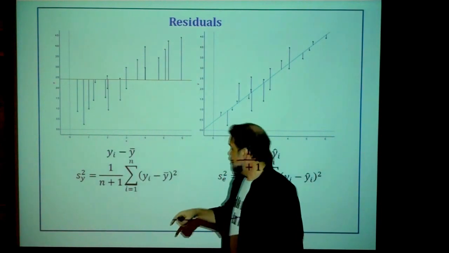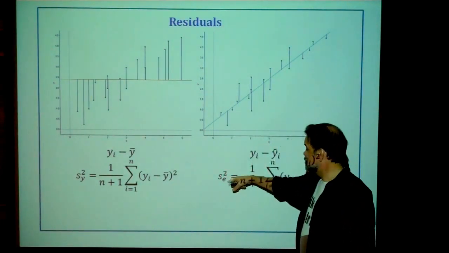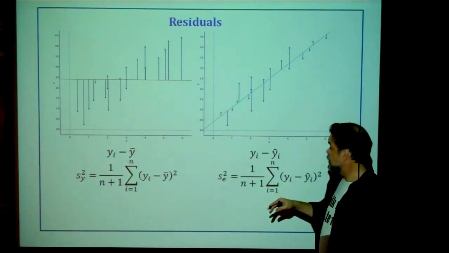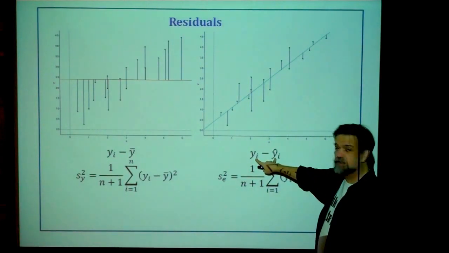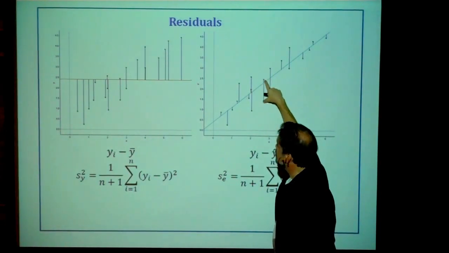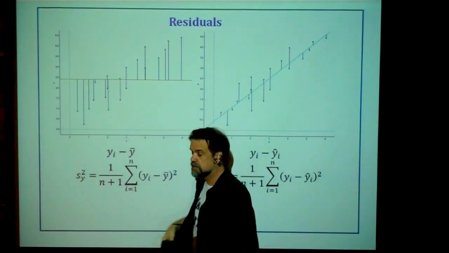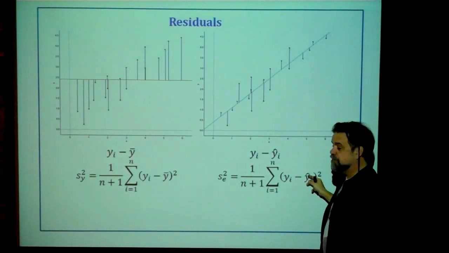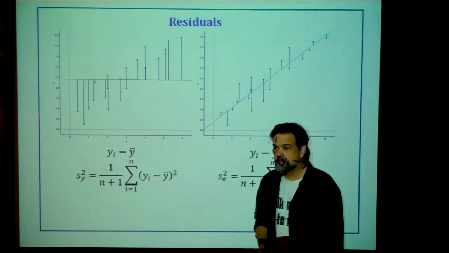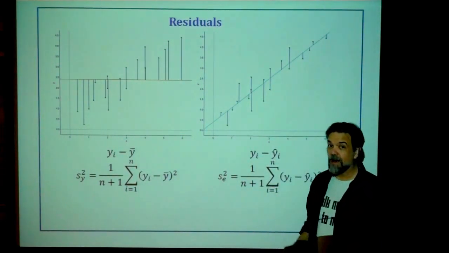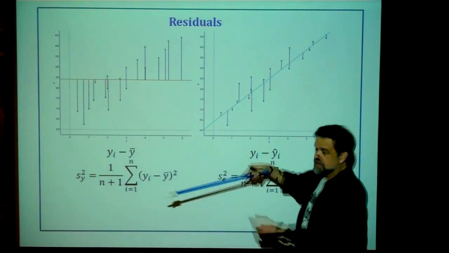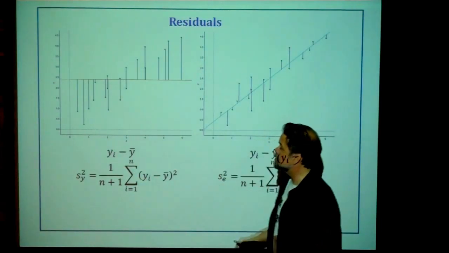All right? How do you calculate the variance of the residuals? Pretty much the exact same way. The only difference is I'm going to use y_i minus y hat i. I'm going to use these differences here instead of these big old differences here. And again, I'm going to take the difference, square it, sum them all up, and divide by n minus 1. Now, which one's bigger, this one or this one? I really hope your answer is that this one over here is definitely going to be bigger. Why? Because of the magnitude of the residuals. You can see that they're just much, much bigger.